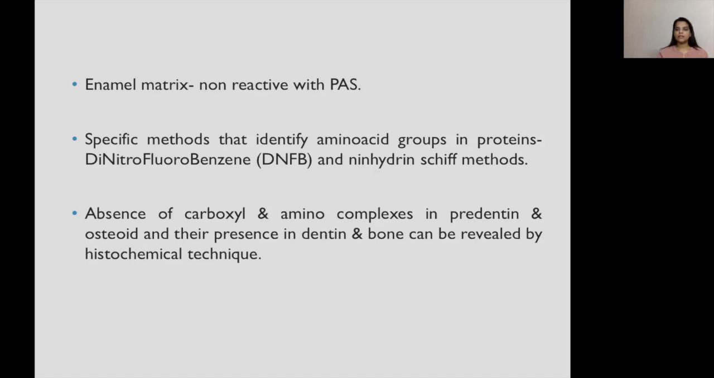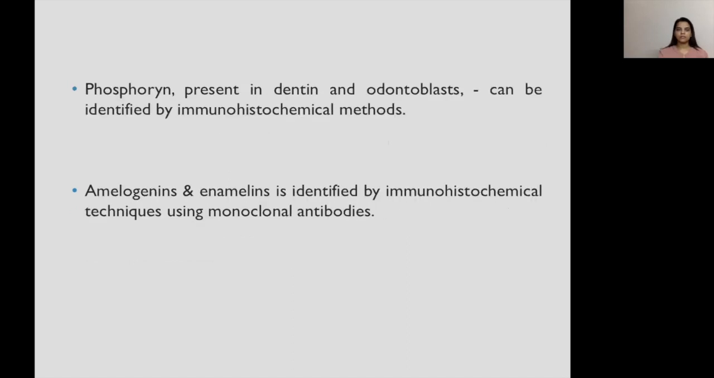Now, specific methods that identify amino acid groups in proteins are DNFB and the ninhydrin-Schiff method. DNFB is dinitrofluorobenzene. So, the absence of carboxyl and amino complexes in predentine and osteoid and their presence in dentine and bone can be revealed by histochemical techniques. Then there are phosphophoryn, which is present in dentine and odontoblasts, and it can be identified by histochemical techniques. Then enamelins are there, amelogenins are there. They can be identified by histochemical techniques and using monoclonal antibodies.